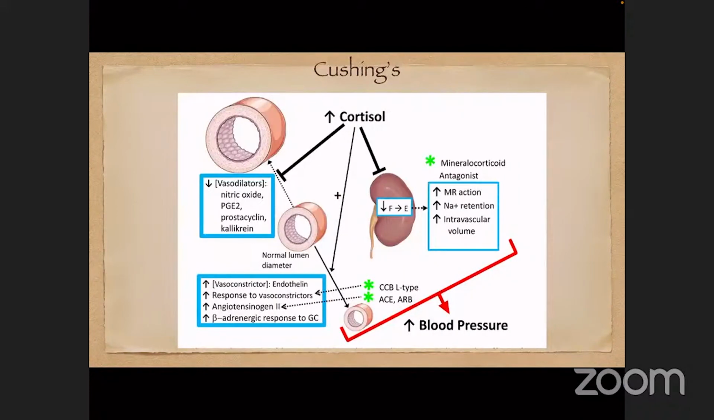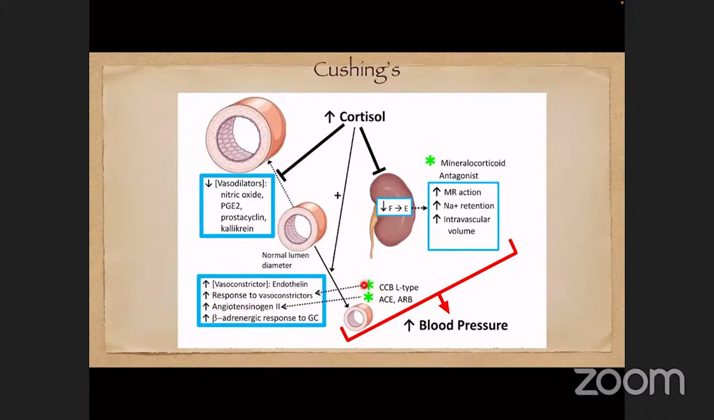Now, when you look at Cushing's, again, like I mentioned earlier, one of the features of cortisol is that it can act exactly like a mineralocorticoid, like aldosterone, and cause all the effects of aldosterone. And apart from that, again, it acts on the vessels. It has reduction of vasodilators and increases all the vasoconstrictors and increases the response to vasoconstrictors as well.